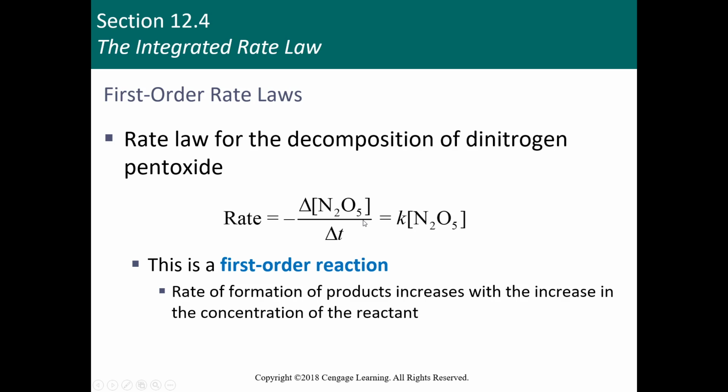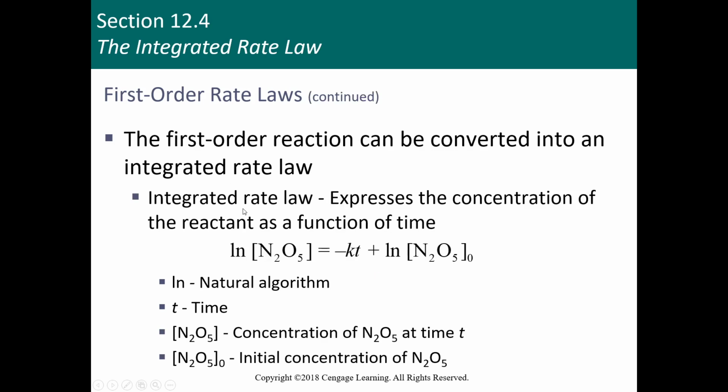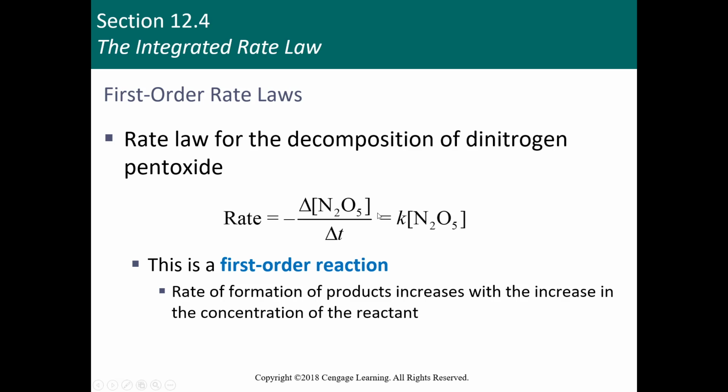The rate of formation of products increases with the increase in the concentration of the reactant. This tells you the more of the N2O5 you have available, the faster the rate. And by the way, how do you know that? Look here. The higher the concentration you have available of this, the higher the number in the rate, right? There you go.